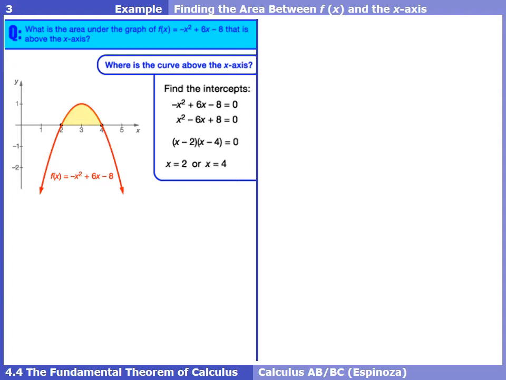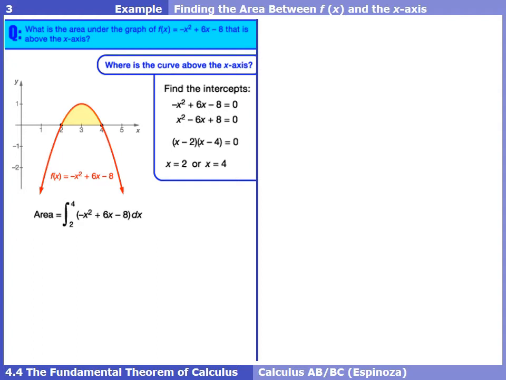So this one just required that little extra step of finding those x-intercepts so we can figure out what area we're actually looking at here. Once we do that, now this problem is just like the ones we saw previously. We need to set up an integral that represents the area under this curve and above the x-axis. So that integral is going to go from 2 to 4, and we're going to integrate our function with respect to x.